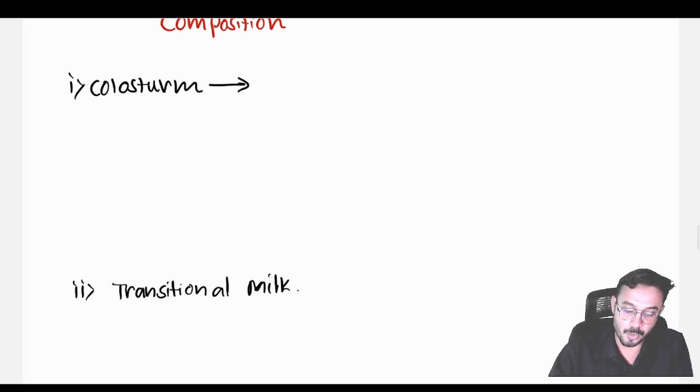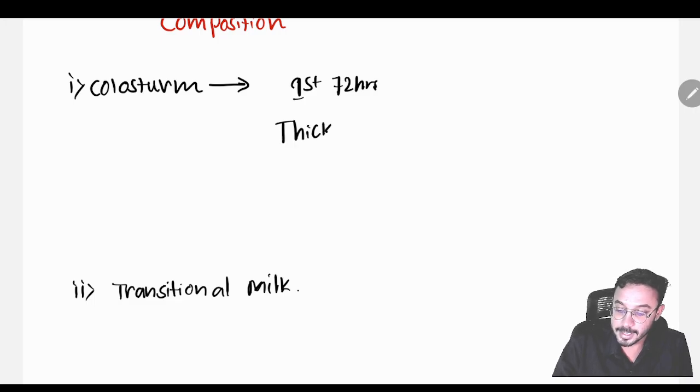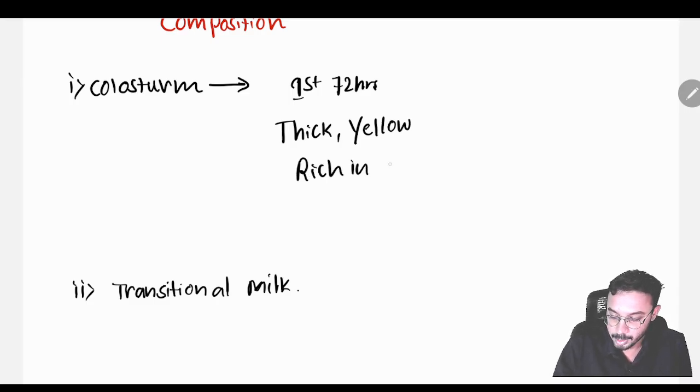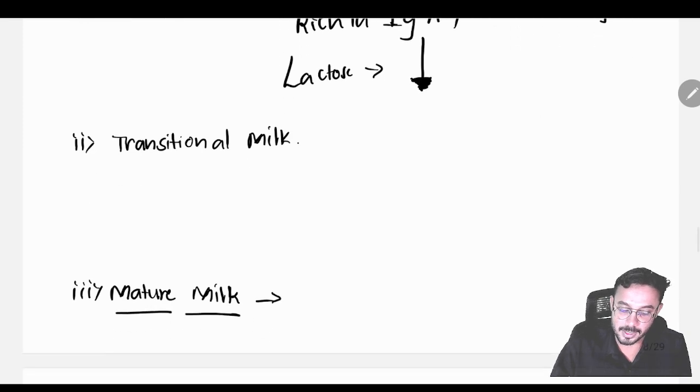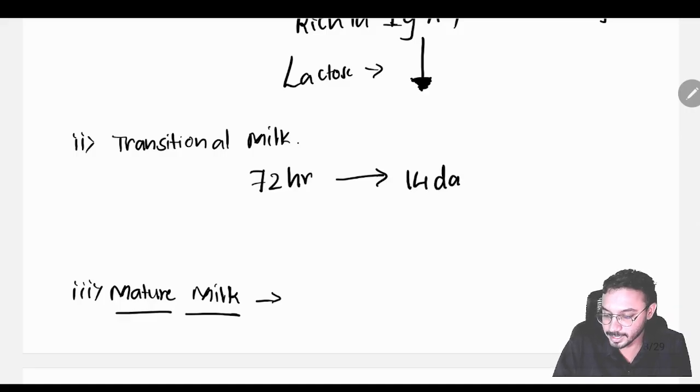And next, colostrum. So what do you mean by this? Colostrum is the first 72 hours of milk. Colostrum is thick yellow in color, and it is rich in immunoglobulin A, fats, and phagocytosis. But lactose is less. Very, very important: lactose is less in colostrum. And transitional milk is nothing but the milk that comes from 72 hours till 14 days. That is your transitional milk.